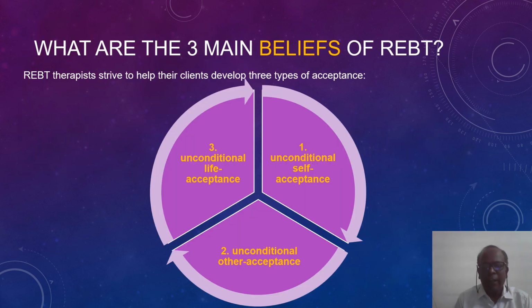What are the three main beliefs of REBT? Number one, unconditional self-acceptance. Number two, unconditional other acceptance. Other here talks about your significant other, like your partner, parents or children, boss or friend, or anybody in your life. Number three is unconditional life acceptance, life in its entire variety and diversity.